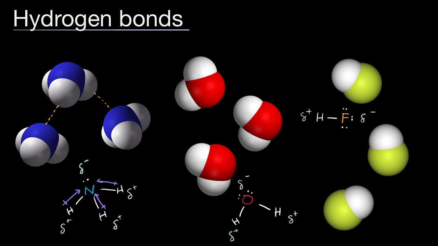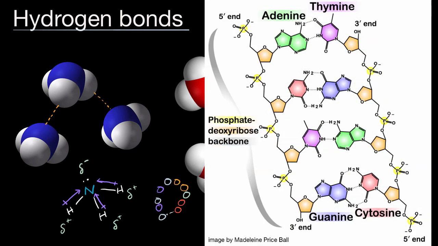And I mentioned that these are really important in biology. This right over here is a close-up of DNA. You can see the base pairs in DNA, you can imagine the rungs of the ladder, those are formed by hydrogen bonds between base pairs. So those hydrogen bonds are strong enough to keep that double helix together, but they're not so strong that they can't be pulled apart when it's time to replicate or transcribe the DNA. And you'll learn more about that in biology class.